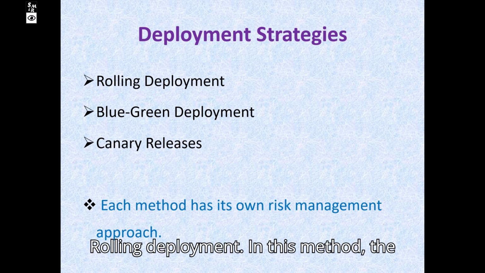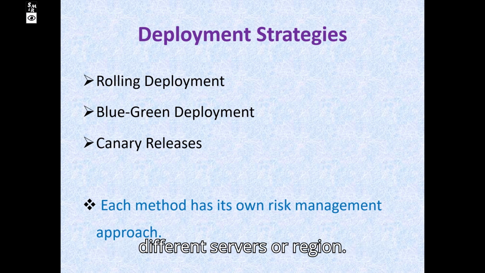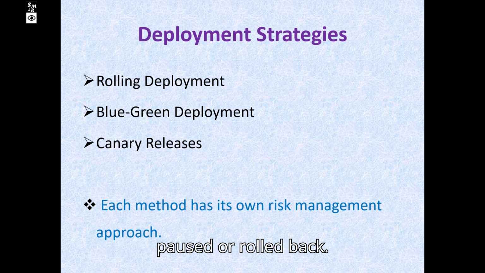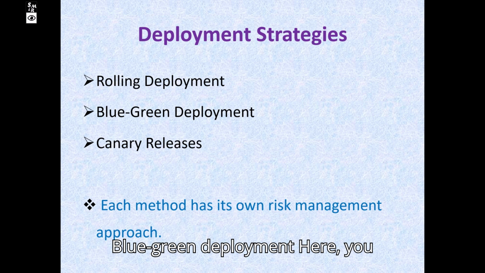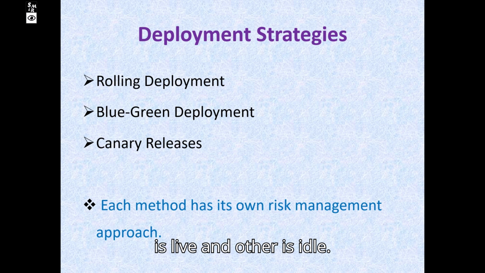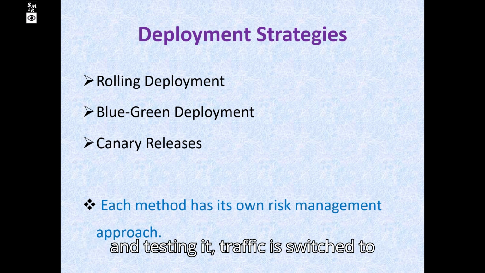Rolling deployment. In this method, the software is released gradually across different servers or regions. If any issue occurs, the rollout can be paused or rolled back. Blue-green deployment. Here, you maintain two identical environments. One is live and the other is idle. After deploying the new version to green and testing it, traffic is switched from blue to green.